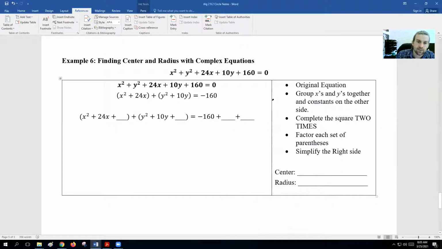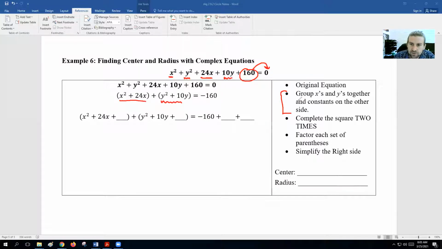Okay, so here's the process. It's not too bad. It's like when we did parabolas. It's kind of complicated, but once you do this a couple times, it's not too bad. So the first thing we want to do is group the x's and y's together. You can see we have this x squared and this 24x, and we're going to put them together. Then we have a y squared and the 10y, and we're going to put those together. Anything that we don't have, we're going to move over to the other side. That's why the 160 goes over as minus 160.